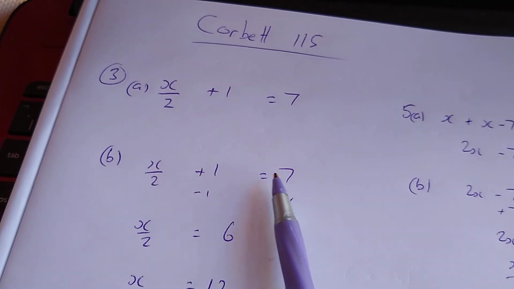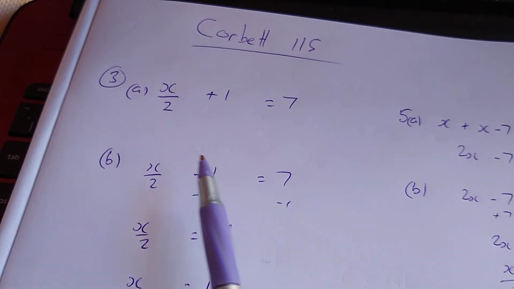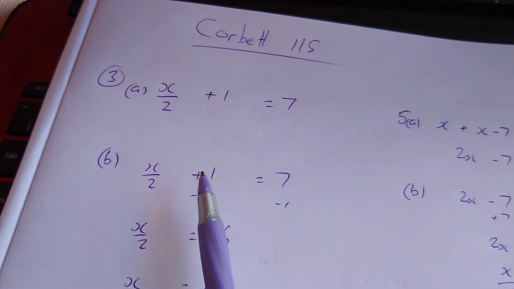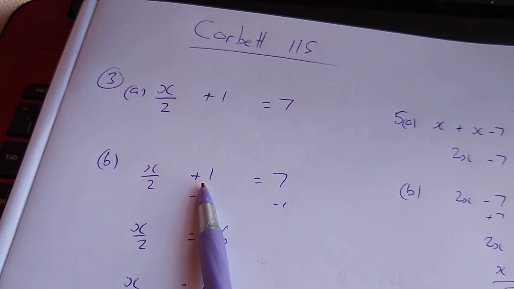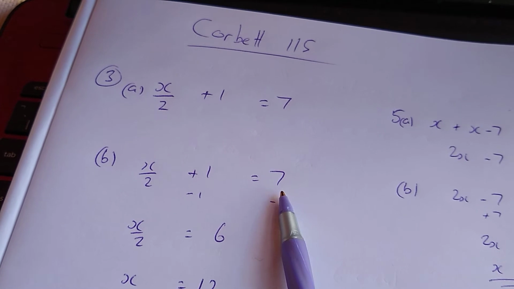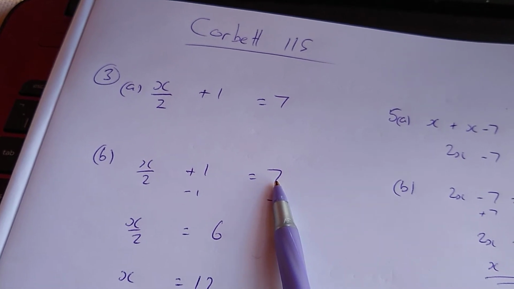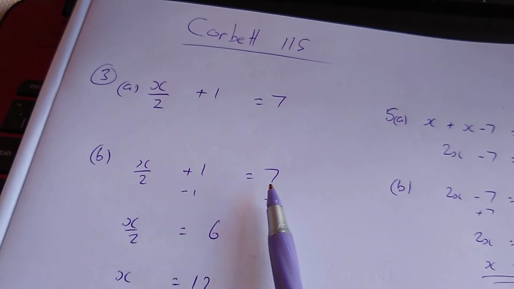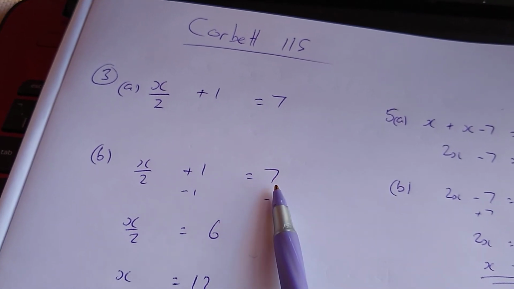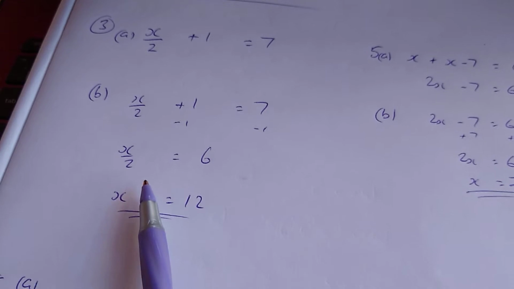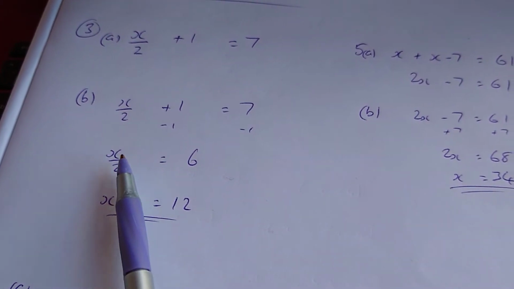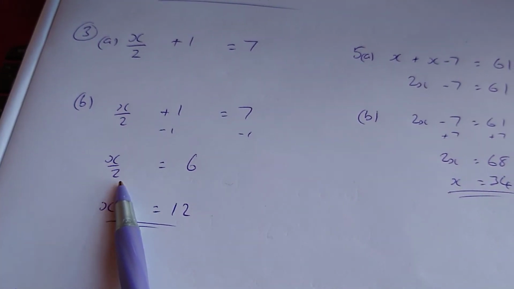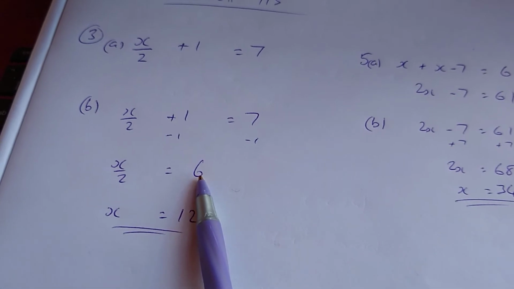But we're going to balance it, just like if we're trying to balance something on a seesaw. If we took 1 of something off one side of the seesaw, we need to take 1 of something off the other side. So I'm going to take away 1 from this side, but to keep it balanced, I must take 1 away from that side. So then I'm left with x divided by 2. Remember, this means the number divided by 2 equals 6.